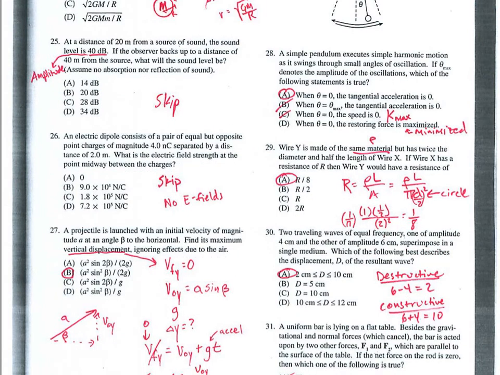We're going to skip number 25 and 26. 25 deals with decibels, which really is not covered in this class, and 26 deals with electric fields, which also is not covered in this class.